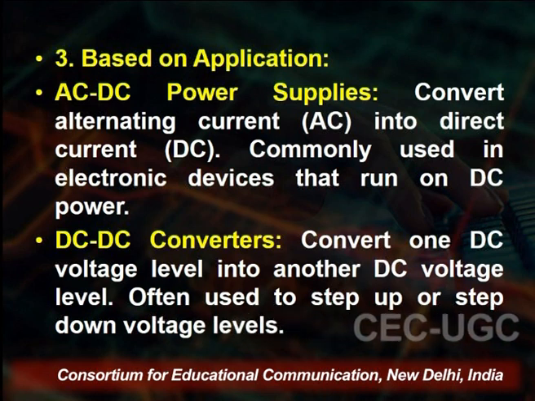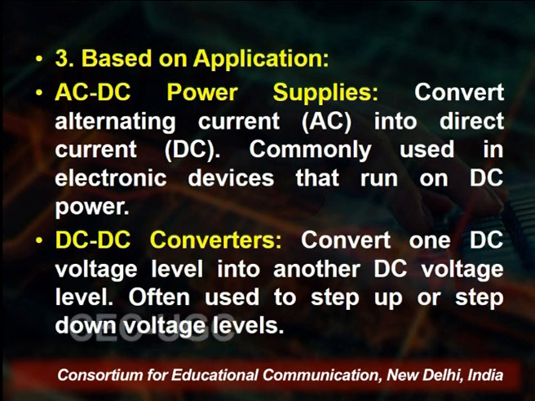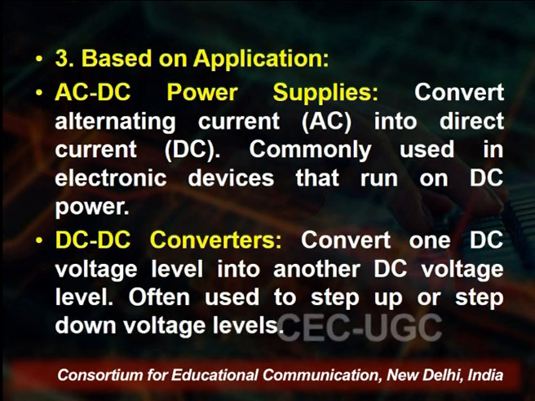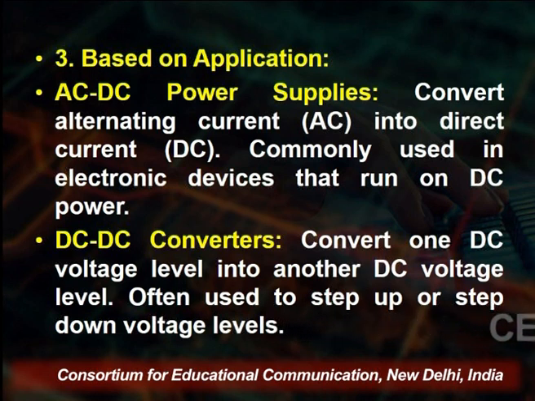What is an AC to DC power supply? It converts alternating current into direct current, commonly used for electronic circuits that run on DC power. And the second, the DC to DC converter, converts one DC voltage level into another DC voltage level, often used to step up or step down the voltage level, as you have heard in your laboratories where we use step up and step down voltage. So on the basis of application, AC DC power supplies convert AC into DC, and DC to DC converters convert a DC voltage into another DC voltage level, that is step up and step down.